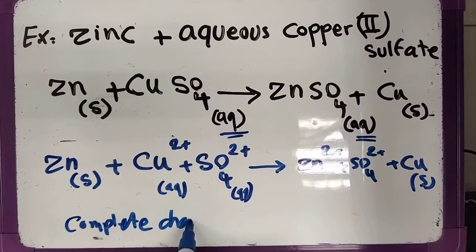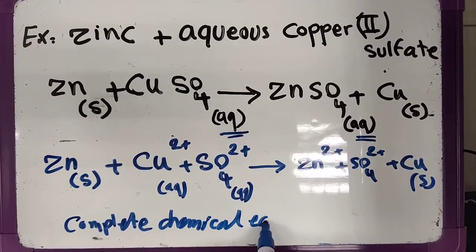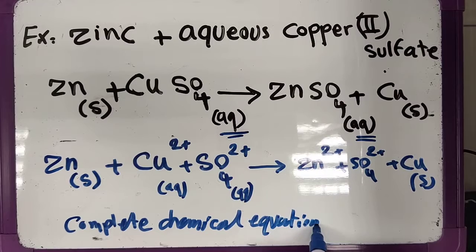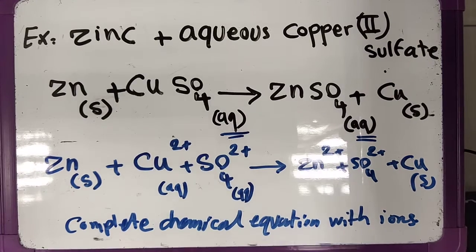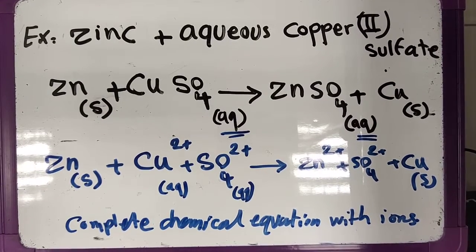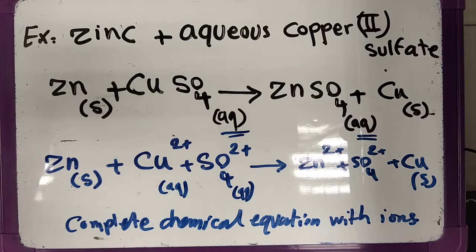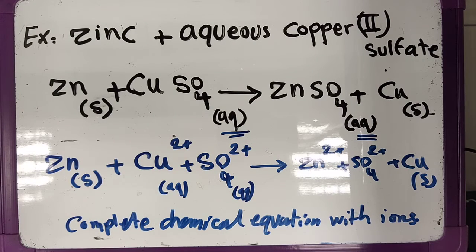So this is the complete chemical equation with ions and the charges. In the next step, you have to find the spectator ions, cancel them, and remove or eliminate them from the equation.